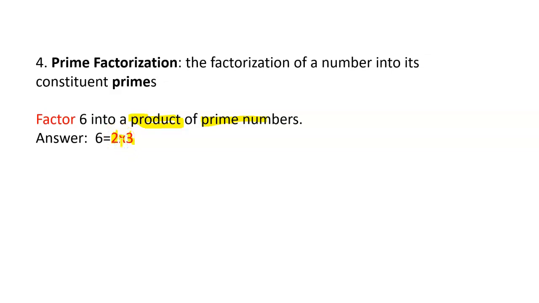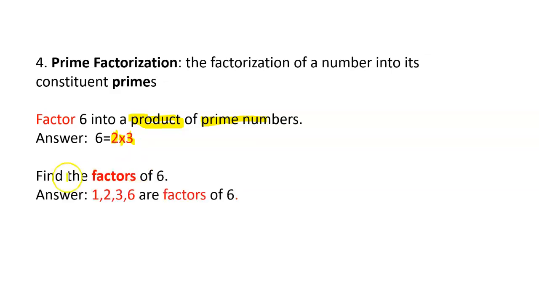So we're not going to use 1 times 6 anymore because 1 is not prime and 6 is not prime. And remember that when we say find all factors, which is a number that can go into 6, if they didn't say find prime factors, you can include 1, 2, 3, and 6. But if they say prime factors, then you can only use 2 and 3.